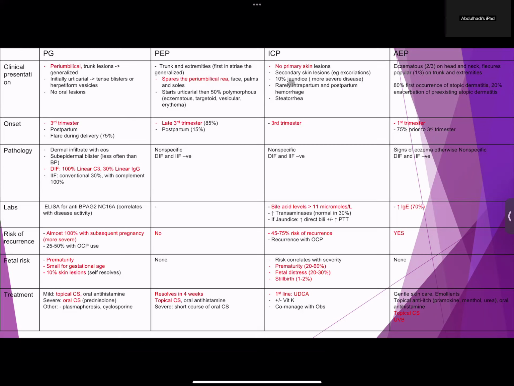Patients are itchy, mostly palms and soles. This is the most dangerous one. In fact, it can lead to prematurity, fetal distress, and also stillbirth. Treatment is ursodeoxycholic acid. Atopic eruption is the only one that happens in the first trimester, and that's due to the switch from Th1 to Th2. And we said that it's atopic dermatitis, so patients will itch. They may have increased IgE, and it can be a new onset of eczema or a flare-up of their previous eczema.